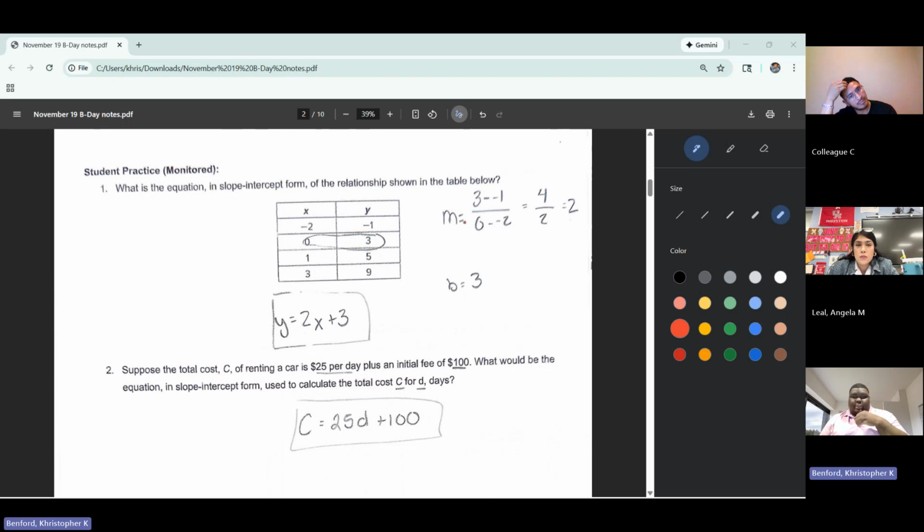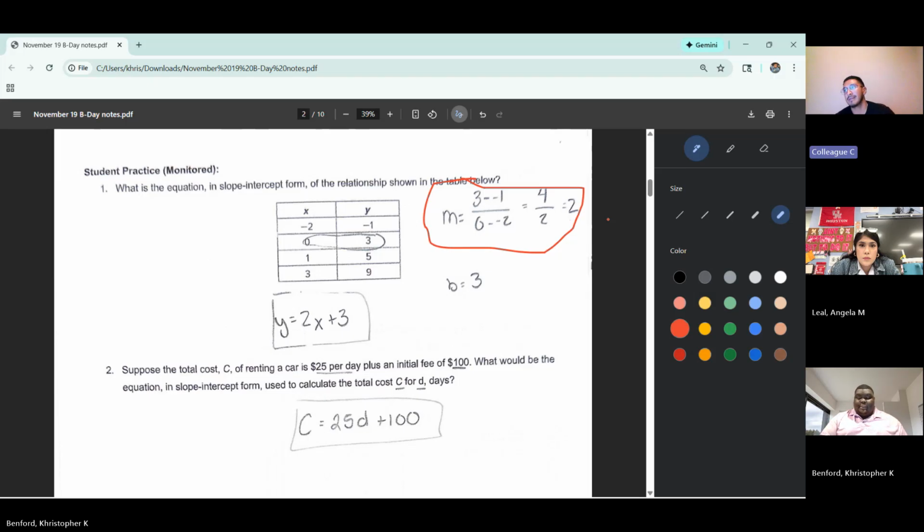Looking at number two, this would be the form that I'm looking for. So I tell them, hey, I need you to highlight what slope intercept is. I need you to highlight what your slope is. That way we can build from there. Because if they don't identify that and they don't put it on the paper, I don't know what's going on in their mind. No, yeah, that makes sense.